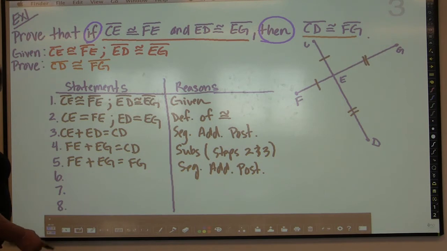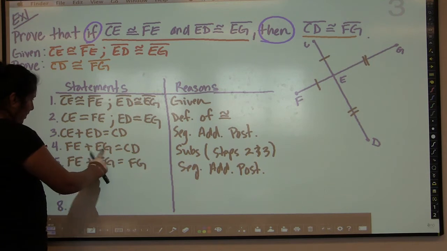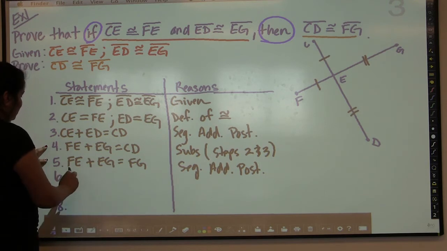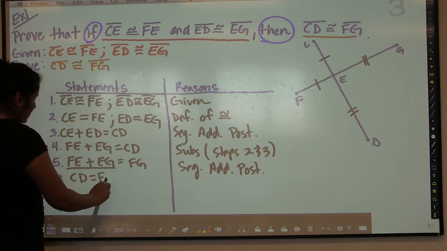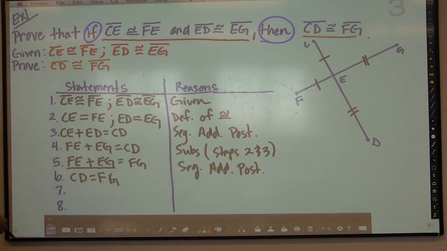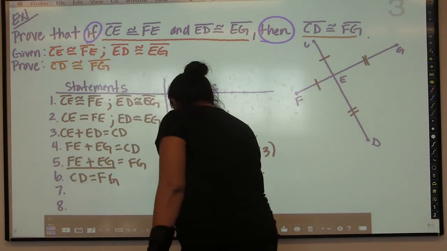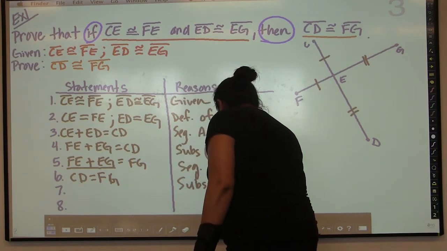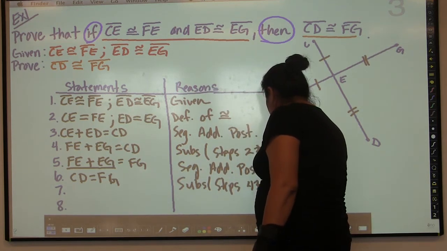And now, I'm going to use these two steps together because, as you can see here, we already said in step 4 that FE and EG were equal to CD. And now we're saying that FE and EG is equal to FG. So I can replace FE plus EG with CD instead. That's what it equals to. So now I say CD equals FG. Okay, in step 6. CD equals FG. And that's going to be substitution. And just like before, I'm going to put steps, in this case I was using steps 4 and 5. So I'll make a note of that.